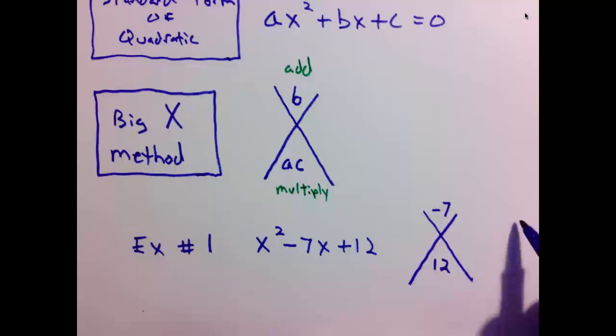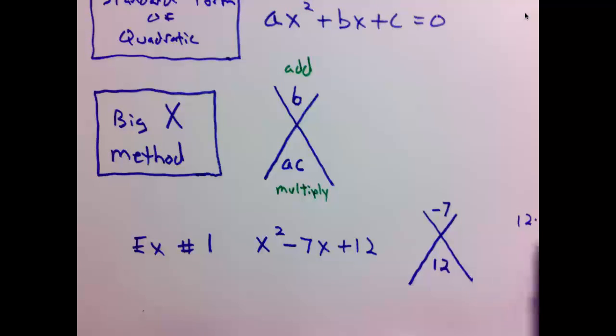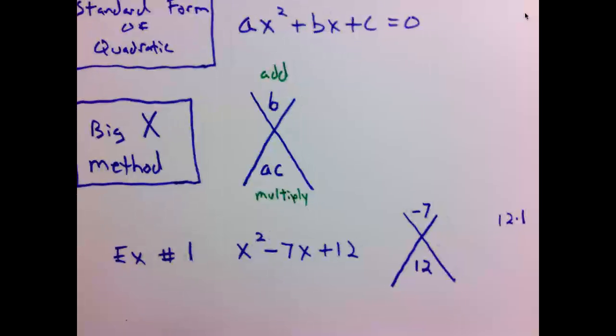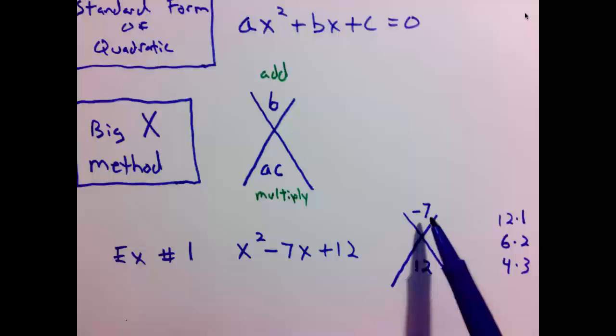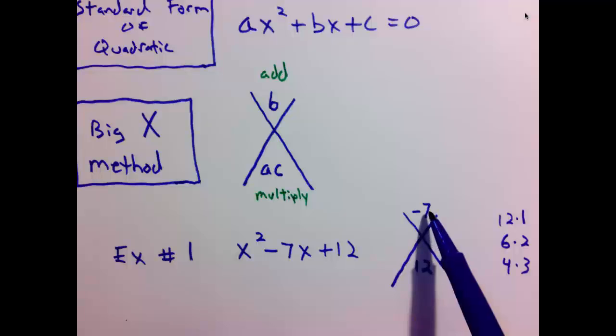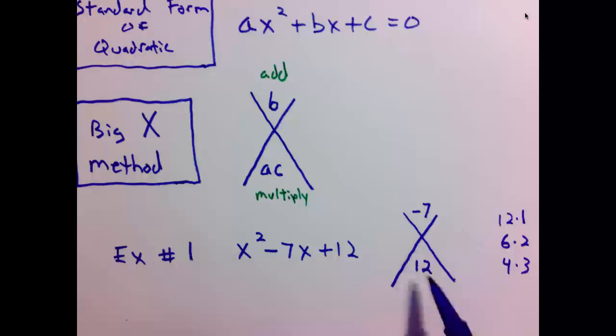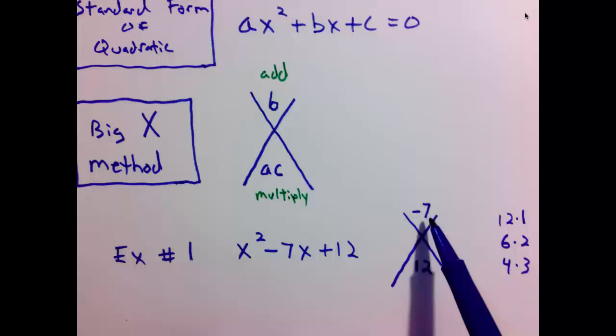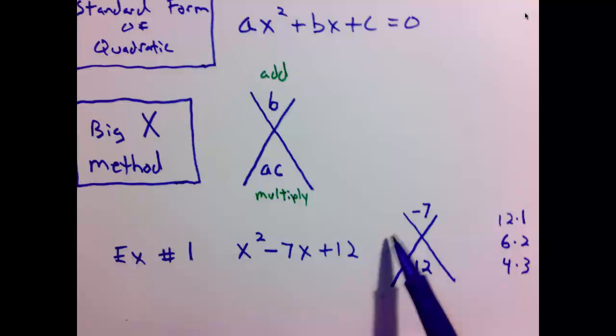What numbers multiply to give 12? Well, 12 times 1 does. 6 times 2. And 4 times 3. But I need to add to give this negative 7. Well, in order to multiply to give a positive 12 but add to give a negative 7, these two numbers are going to need to be negative here.